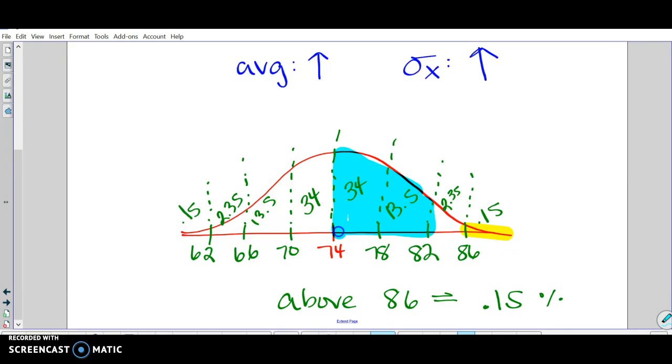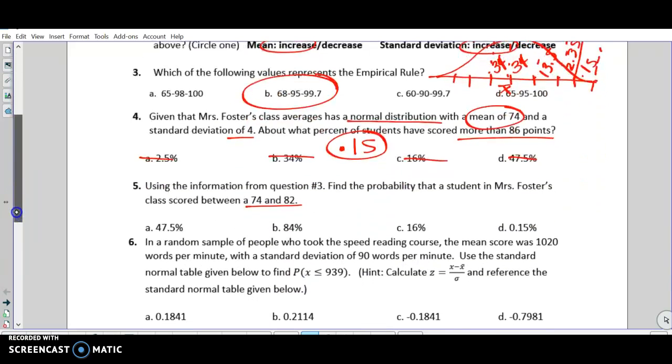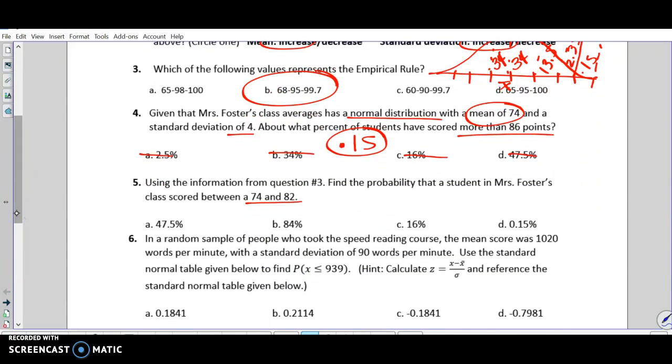So if I add those two together, because that's 74 and 82, it's right between, that would give me 47.5%. So going back, the answer to number 5, using the same thing, would have to be A, 47.5%.